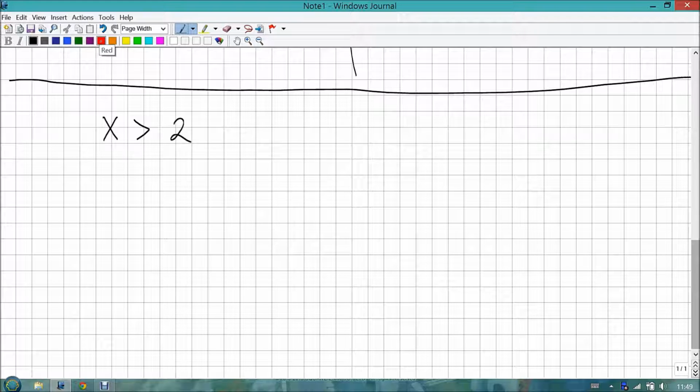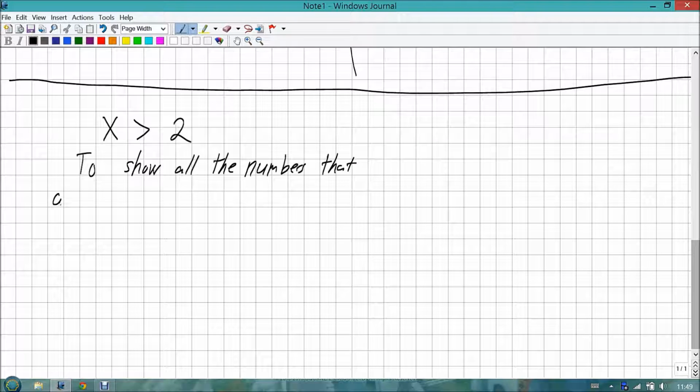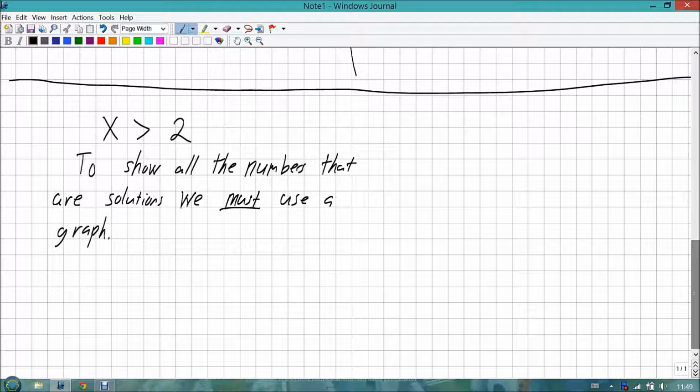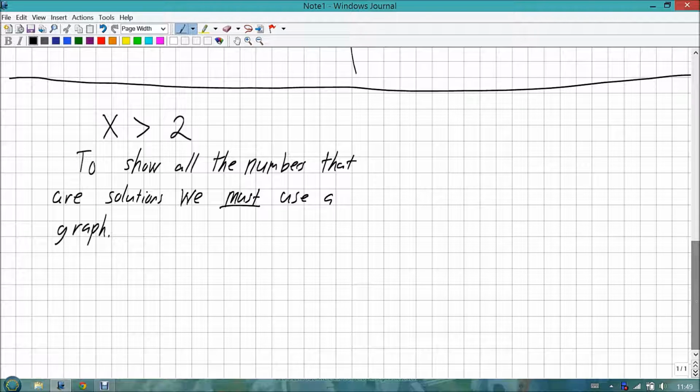So what I would do is I would create a graph. So to show all the numbers that are solutions, we must use a graph. Now, fortunately for us, because there's only one variable, we only need one number line. So to draw a graph of this, we draw a number line.